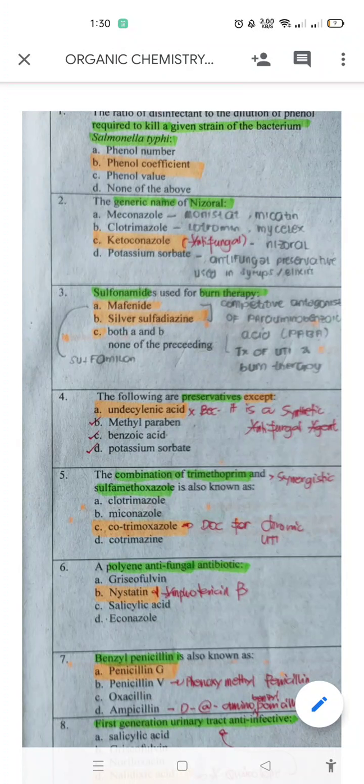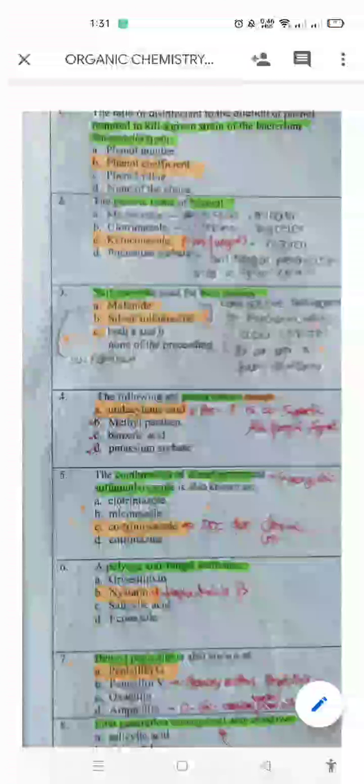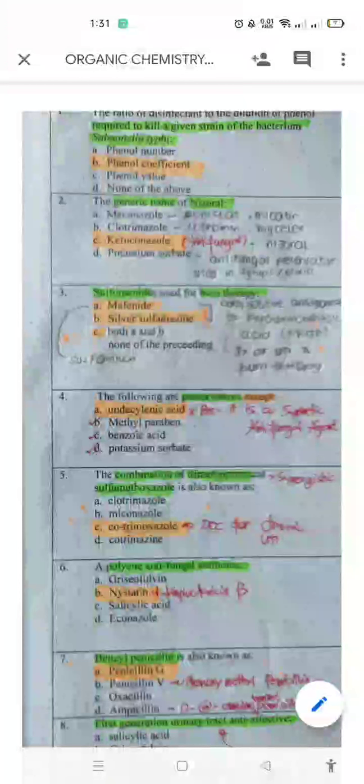So for your miconazole, brand names are Monistat and Micatin. For your clotrimazole, which is your Lotrimin and Mycelex. Your potassium sorbate, however, is an antifungal preservative which is used in your syrups or elixir. So the answer here is letter C. So your azoles belong to the substituted imidazoles.